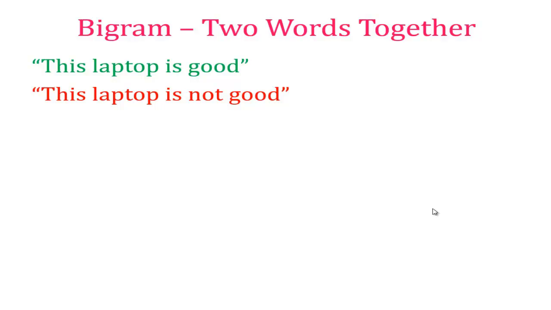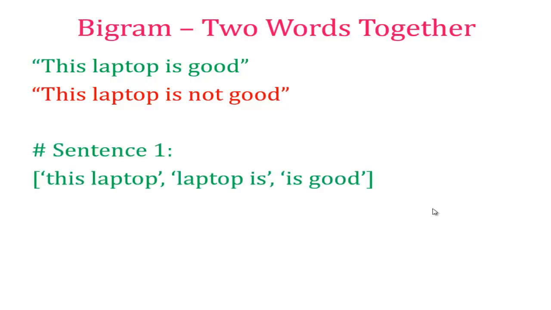Here we are using the same two example sentences again. Our first sentence, this laptop is good. Second sentence, this laptop is not good. Now if we apply bigram, we split the sentences like this. As we discussed earlier, we are taking two words at a time from the sentence to form a bigram. And you can see bigrams for our sentence 1 like this: this laptop, laptop is, and is good.